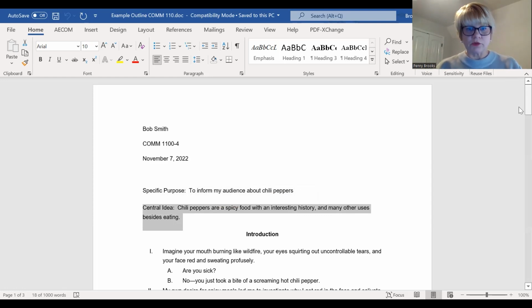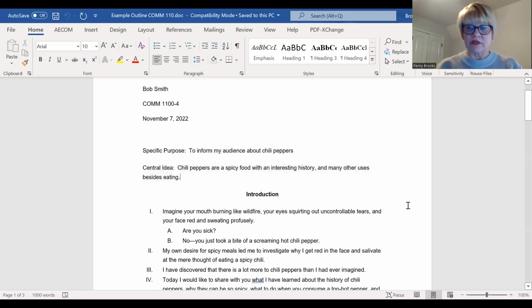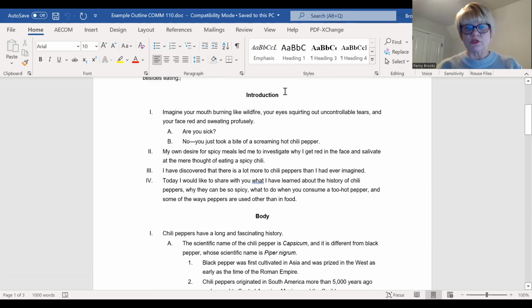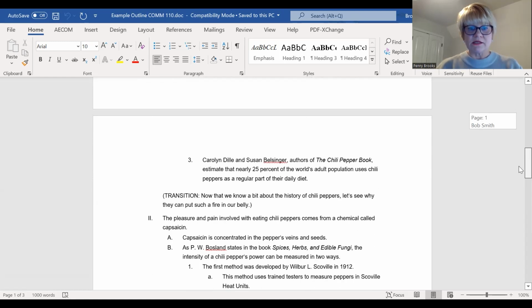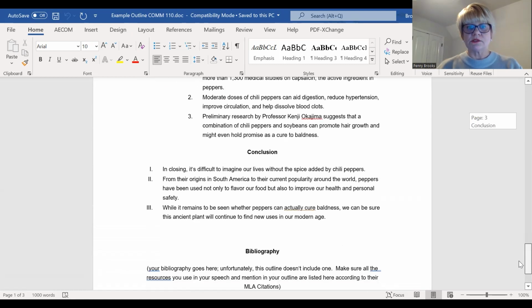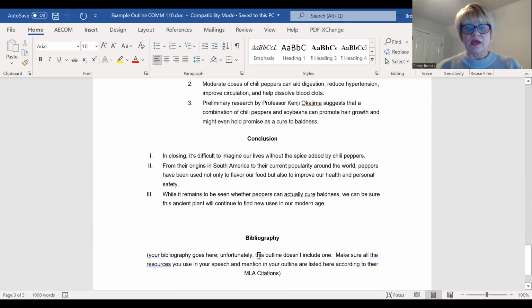So if we're looking at how the rest of the outline comes along, the first section is going to be the introduction. The middle part with all the information is the body. And the end part is, there it is, conclusion. At the end, you can either call it a bibliography or works cited. I prefer works cited.